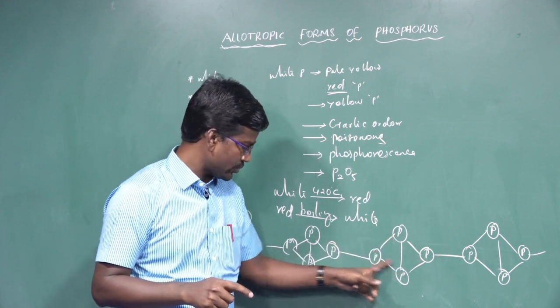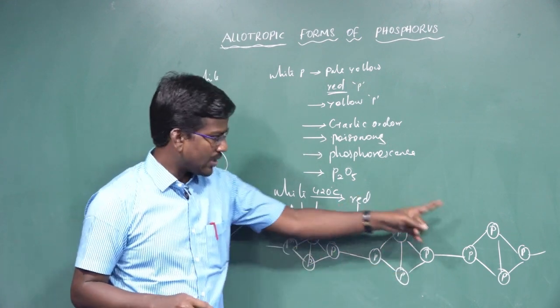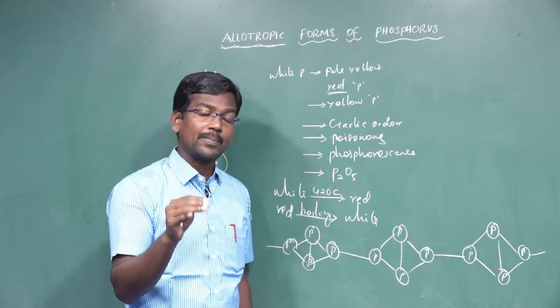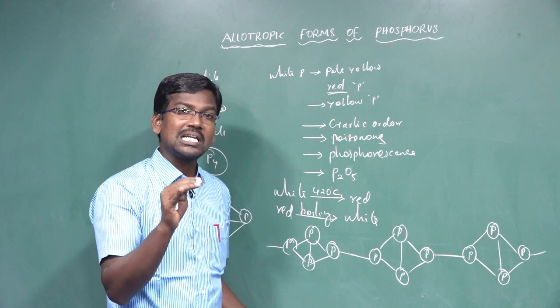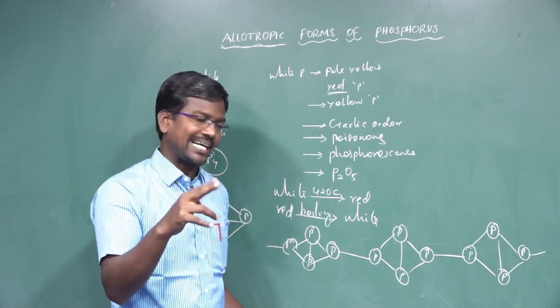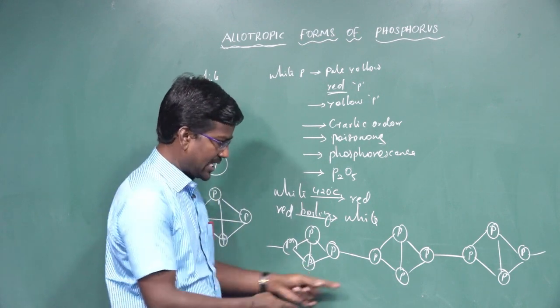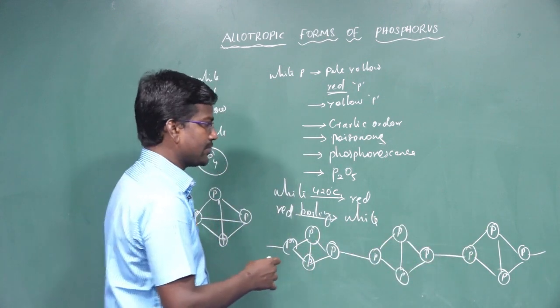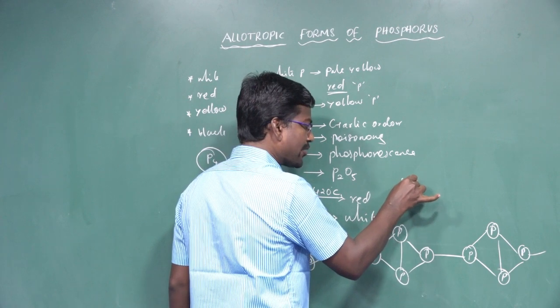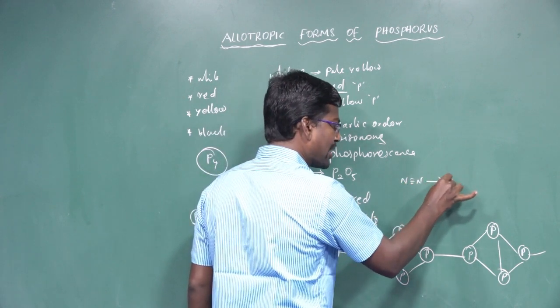1, 2, 3, 4. Here 1, 2, 3, 4 phosphorus atoms have a polymeric structure. The four phosphorus atoms are linked through tetrahedral nature. It is one type of tetrahedral. Unlike nitrogen, triple bonded nitrogen exists to form the nitrogen molecule.